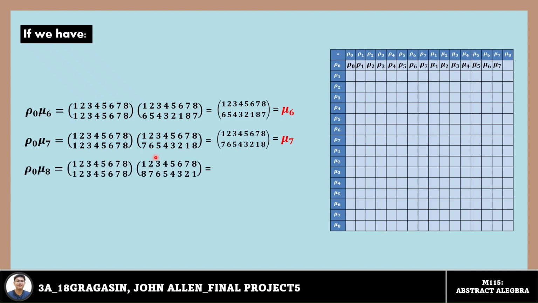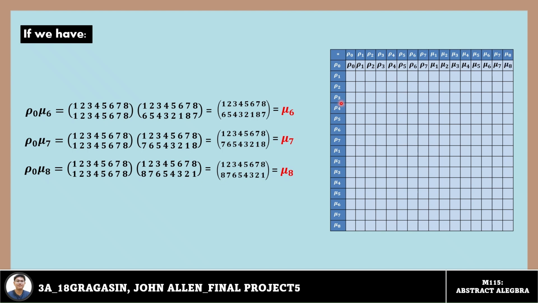And then for the next one, we have rho sub 0 multiplied by mu sub 8. We have here the elements for rho sub 0 and the elements for mu sub 8. And this is our answer. As you can see, the elements in our answer are just the same as the elements in mu sub 8. Therefore, our answer here is mu sub 8.